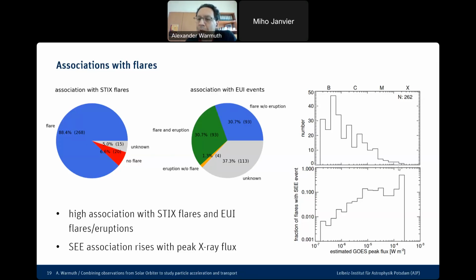So we divide this distribution by the distribution of all flares that have been observed with STIX during the same time interval. And then we get the fraction of flares that do show a solar electron event. And this shows you that for B-class flares, the association is about 1%, and then it rises. And for M and X-class flares, it's 10% or even more of those flares also show an SEE event.